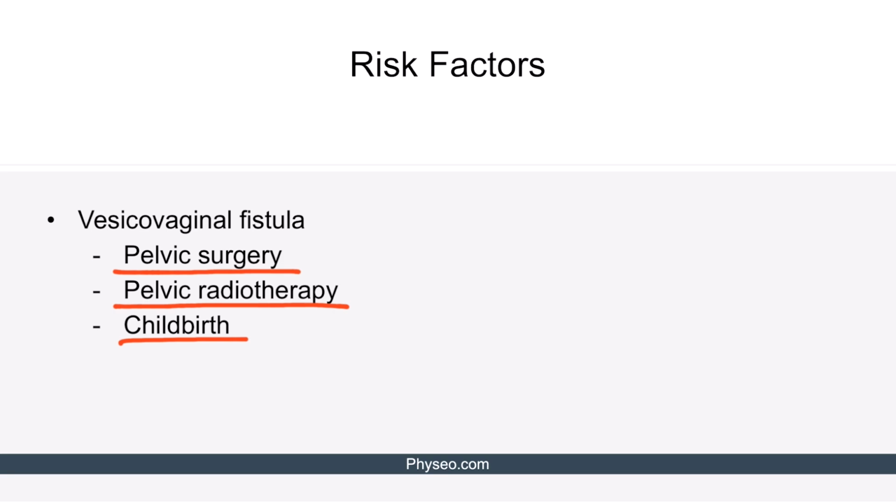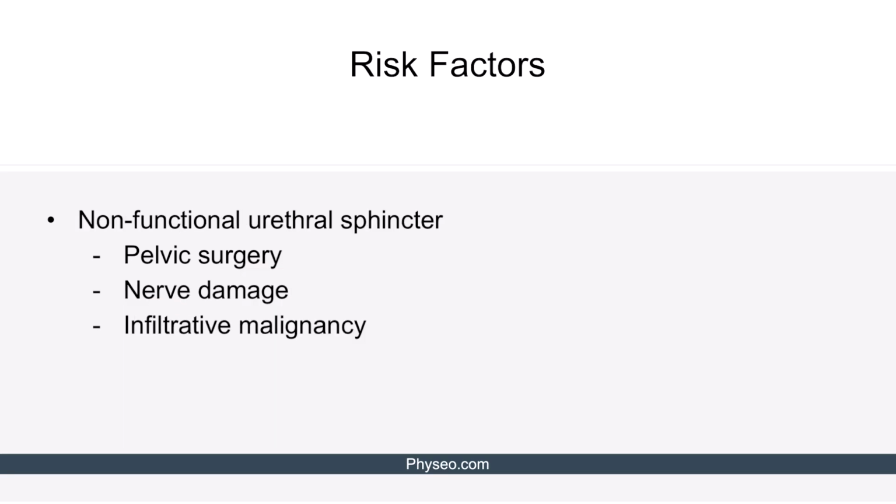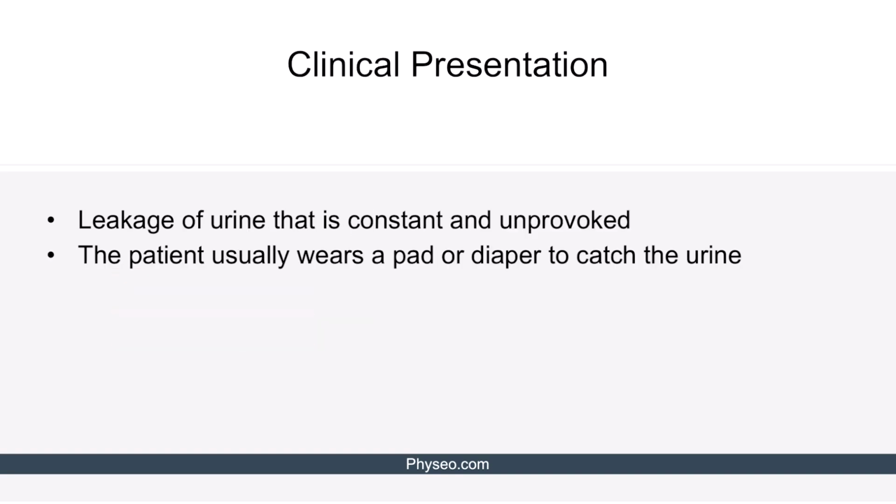And the other cause is a non-functional urethral sphincter, and that can be the result of pelvic surgery or nerve damage and infiltrative malignancy. Now, regardless of the actual cause of total incontinence, the patient will present with leakage of urine that is constant and unprovoked.